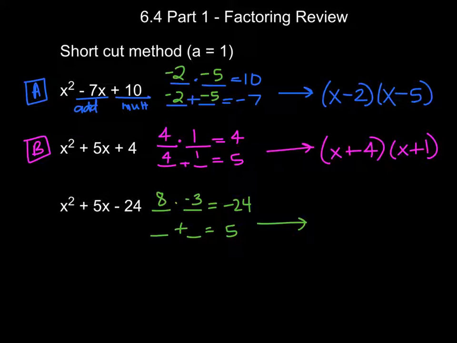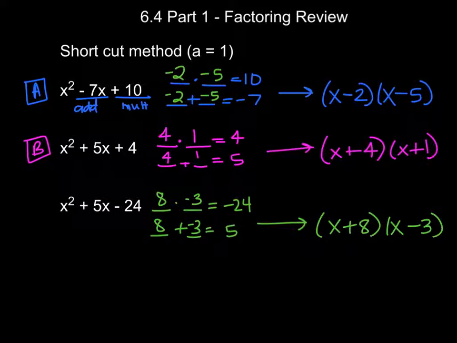Positive times negative is the only way I can get this negative answer that I need right here. And then 8 plus negative 3 gives me positive 5, so my 2 factors rather are going to be x plus 8 and x minus 3. So this is just a quick reminder of what our shortcut method is today. It may take you a minute to come up with the numbers, but the process itself should be relatively easy once it comes back to you.